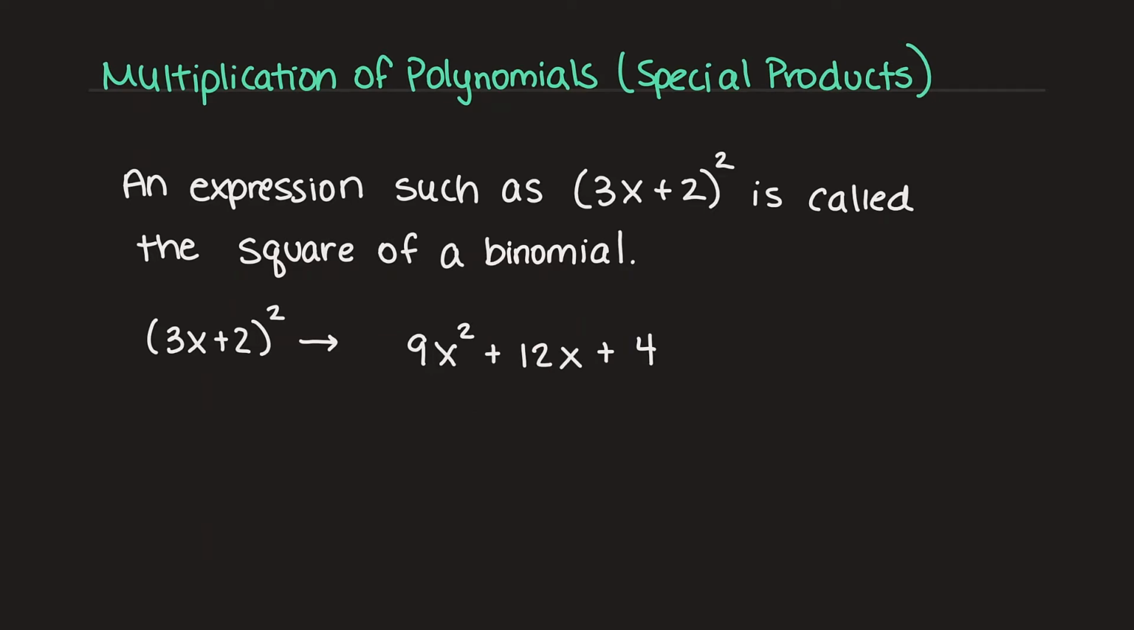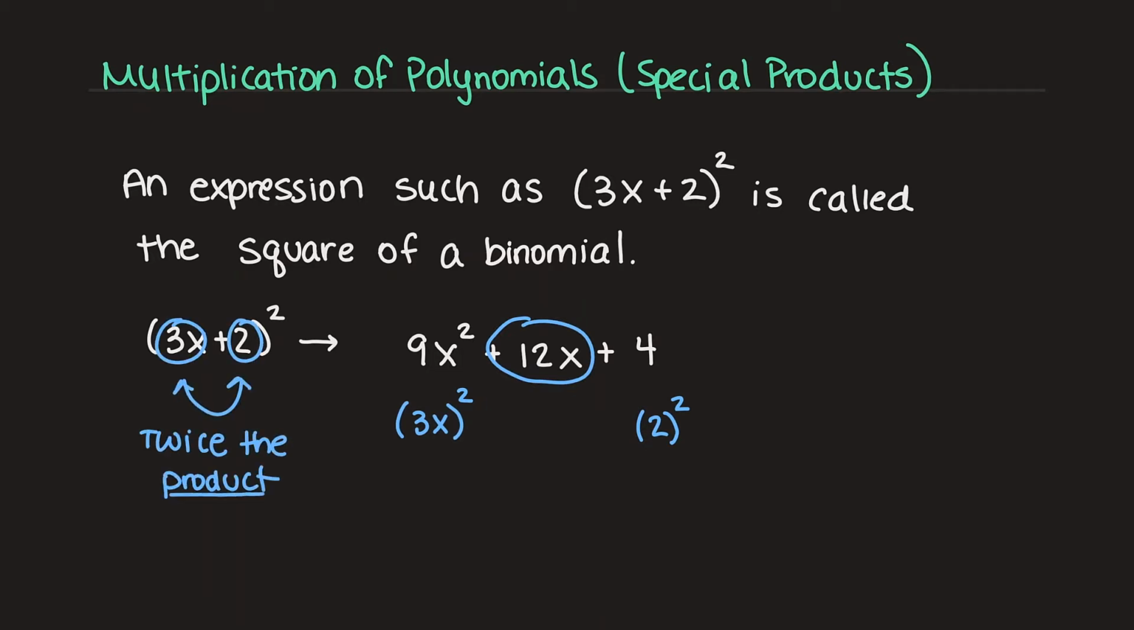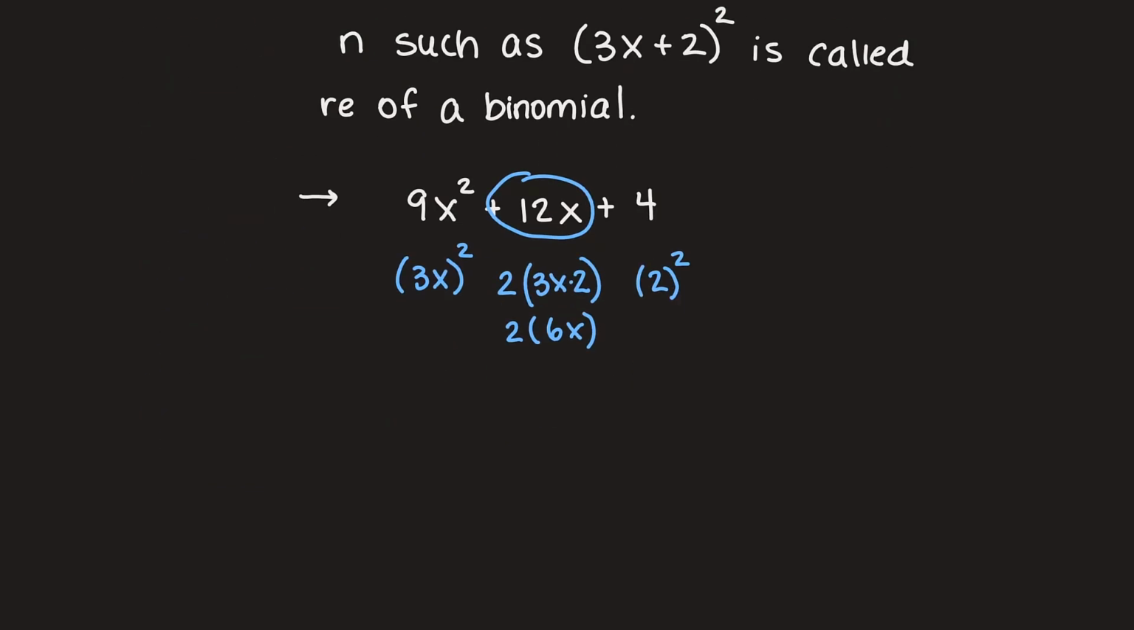So there's actually going to be a pattern to this. Notice that 9x squared is actually the first term of the binomial squared. So 3x quantity squared is just 9x squared. And 4 is the second term of the binomial squared. So 2 squared is just 4. And then 12x is twice the product of both terms of the binomial. So 2 times the product, 3x times 2, which is also just 12x.